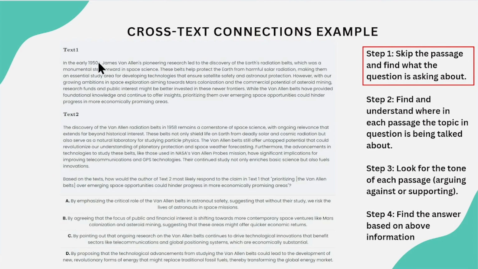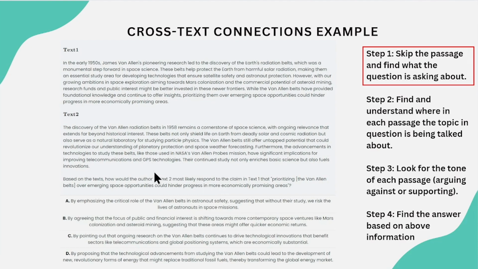So we're going to skip both passages, and this is what I mean, there's two passages, and we're going to find what the question is talking about. Based on the texts, how would the author of text 2 most likely respond to the claim in text 1 that prioritizing the Van Allen belts over emerging space opportunities could hinder progress in more economically promising areas?